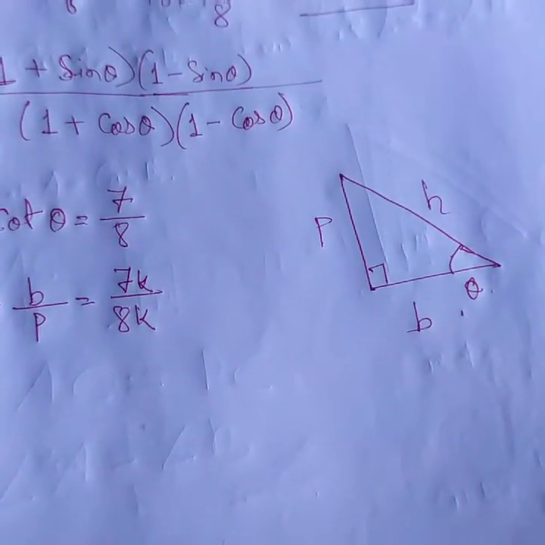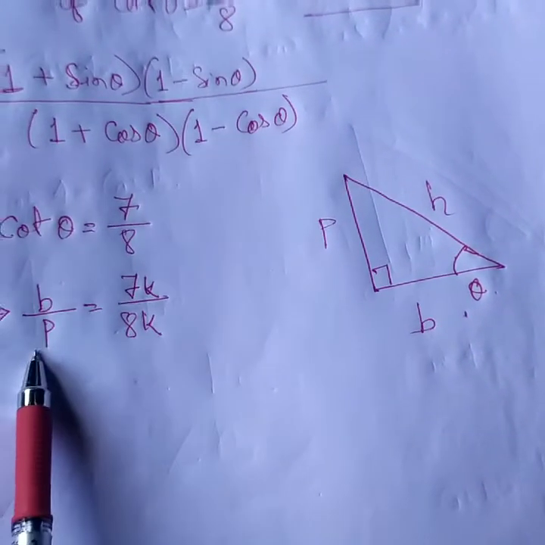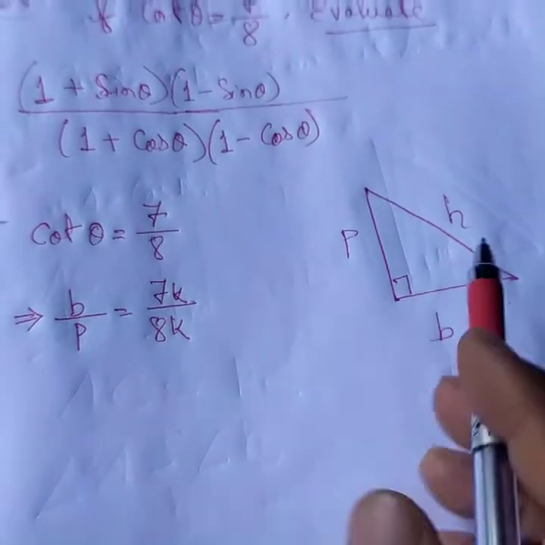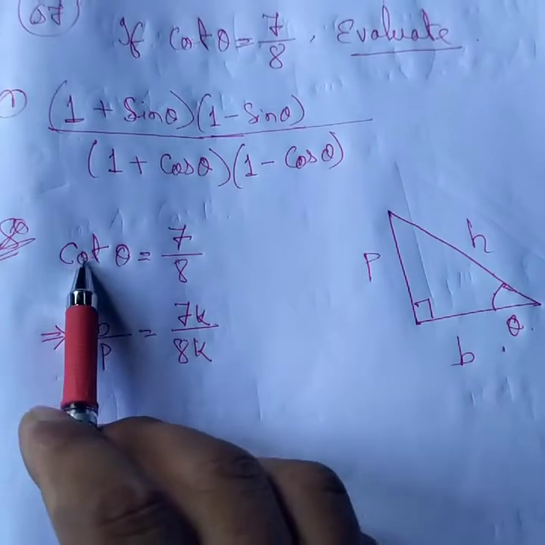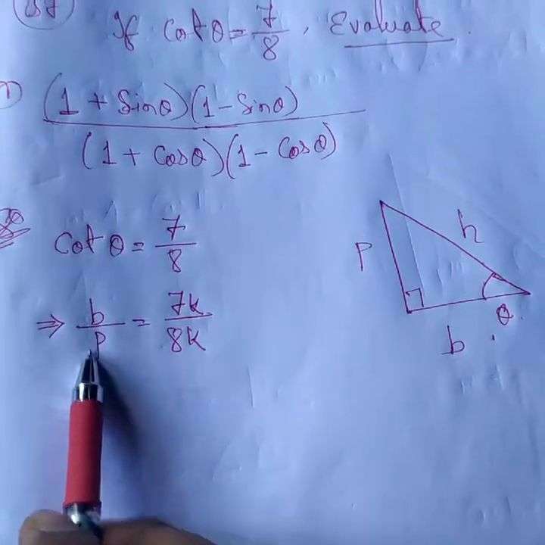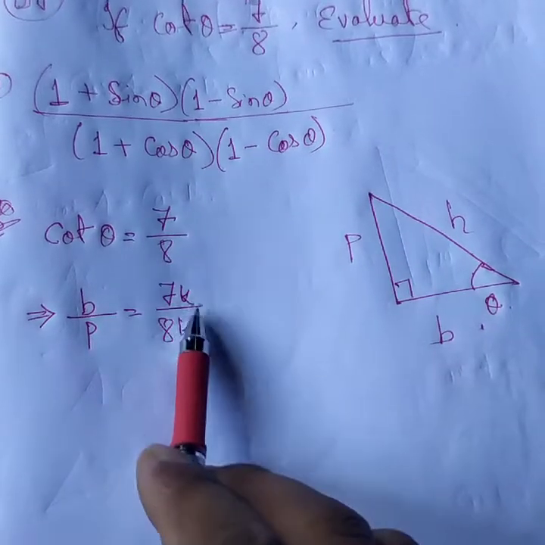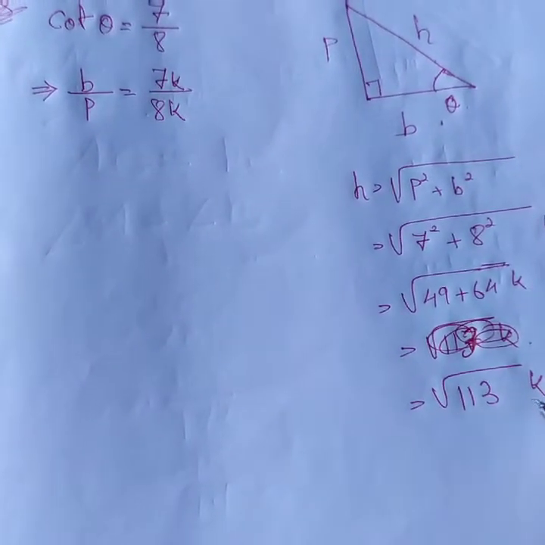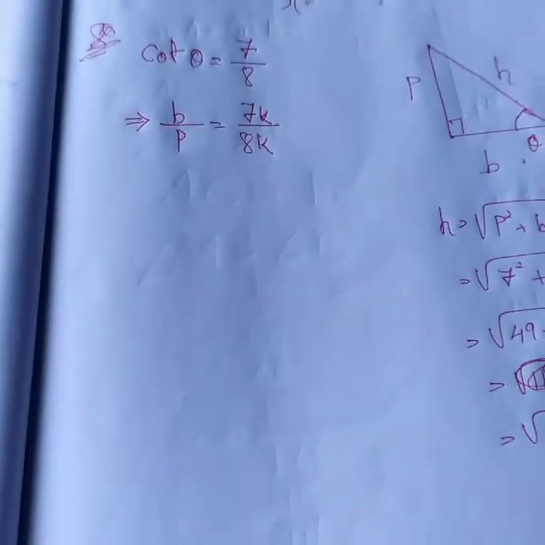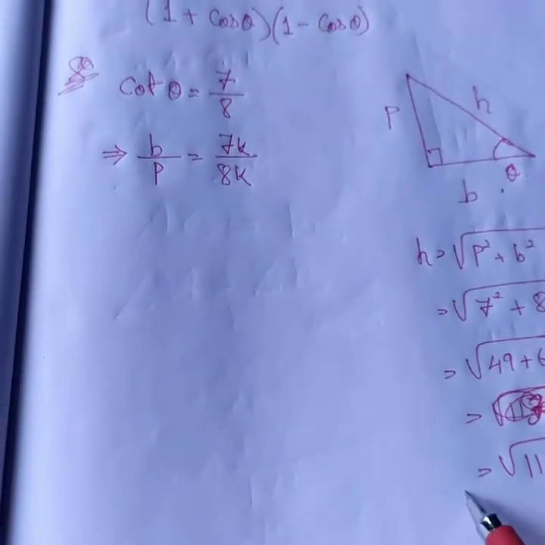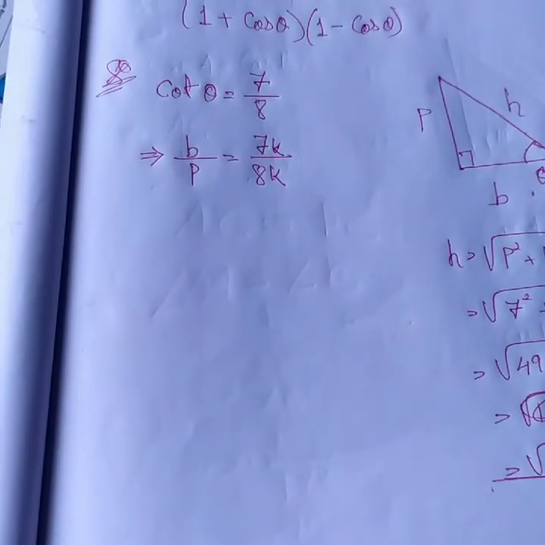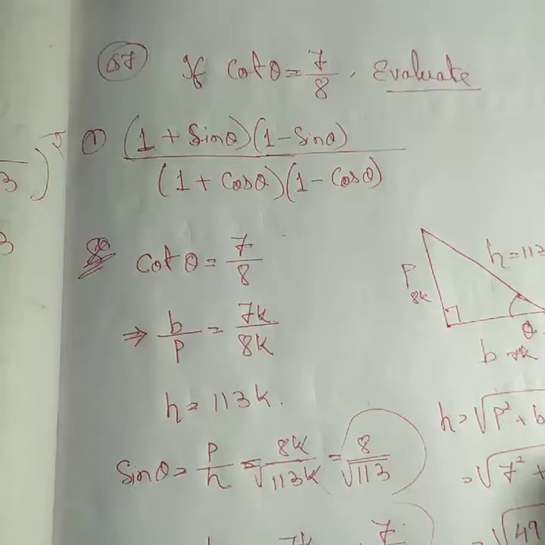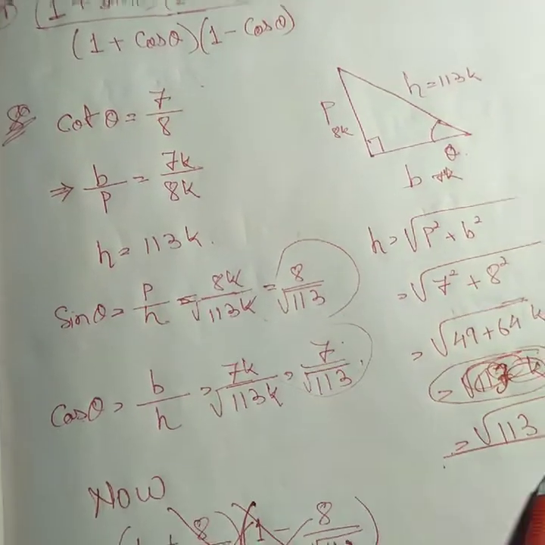So what is missing here? Base is there, perpendicular is there. You have to find what is the hypotenuse. This one I think you know already. Cot theta is what? Base by perpendicular. 7 by 8, just put k and k. So after calculating, we have got what? Root 113k. So that is your value of what? Hypotenuse.